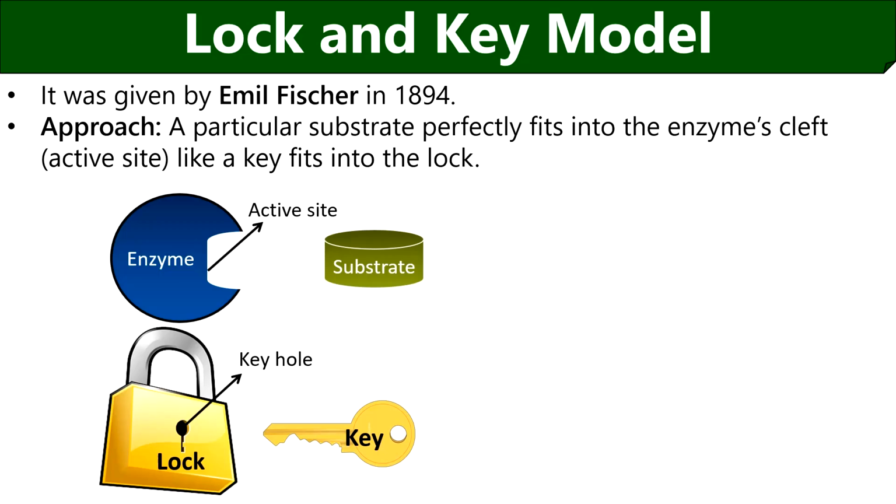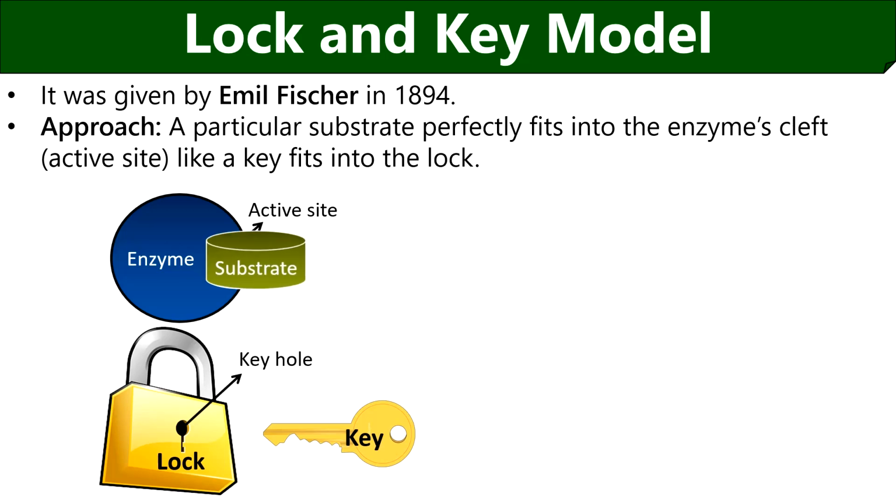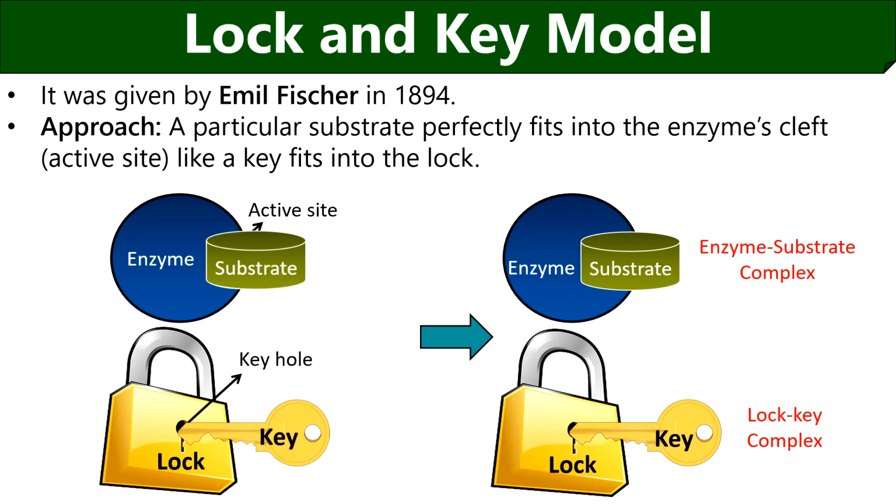To understand the mechanism of enzyme action, there are two theories. One is the Lock and Key model and the other is the induced-fit model. Starting with the Lock and Key theory, it was given by Emil Fischer in the year 1894. According to this theory, a specific substrate fits into the active site of an enzyme the way a particular key fits into the keyhole of the lock. The binding of substrate with an enzyme forms a temporary complex called the enzyme-substrate complex. One important thing to note is that according to this theory, the enzyme doesn't undergo any conformational changes.